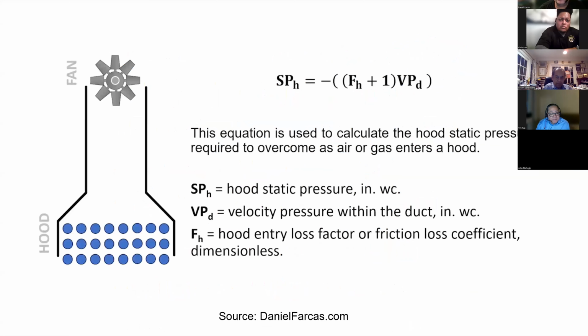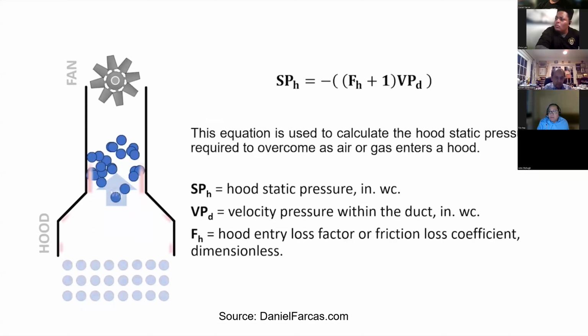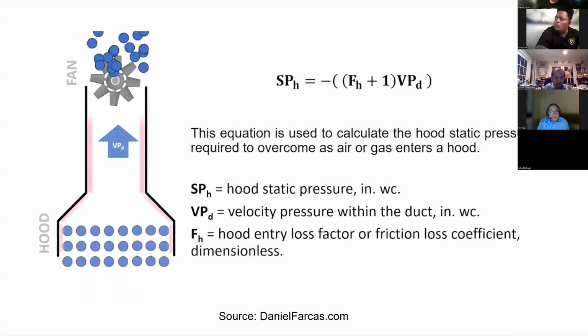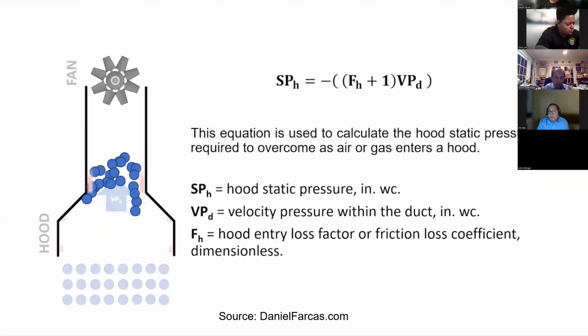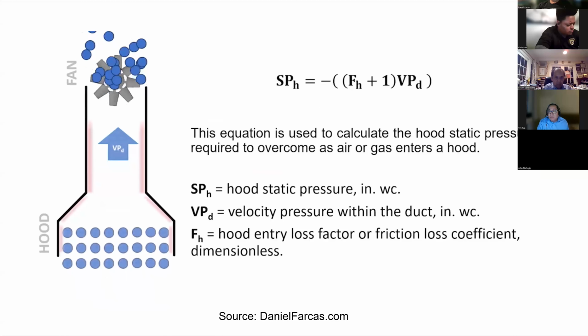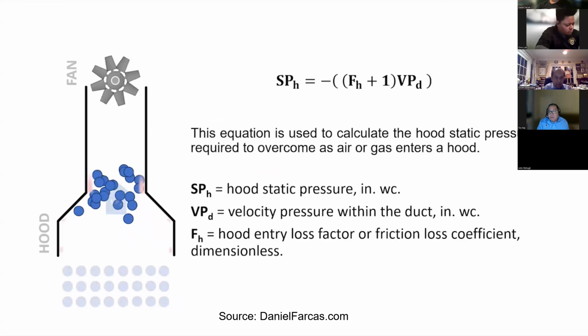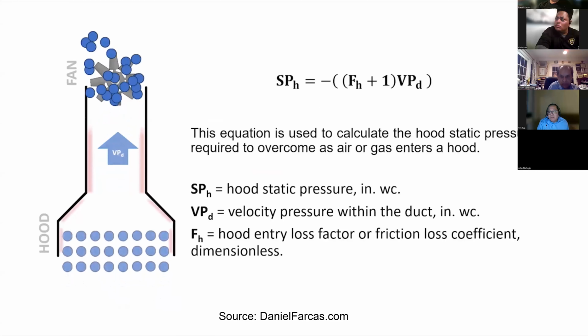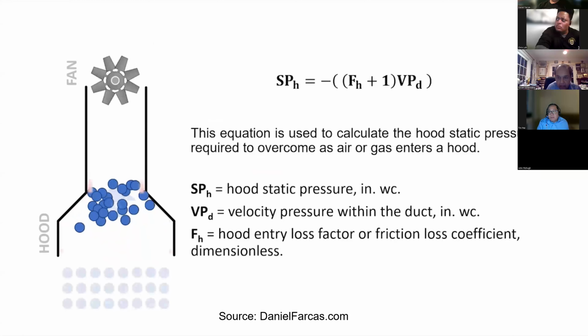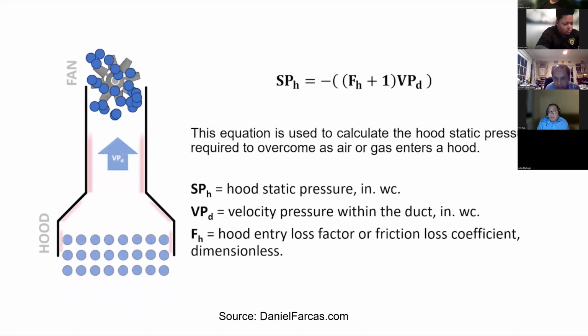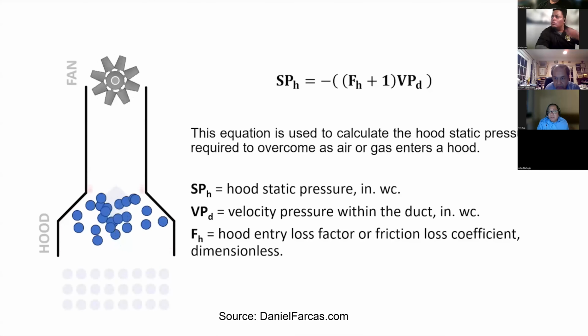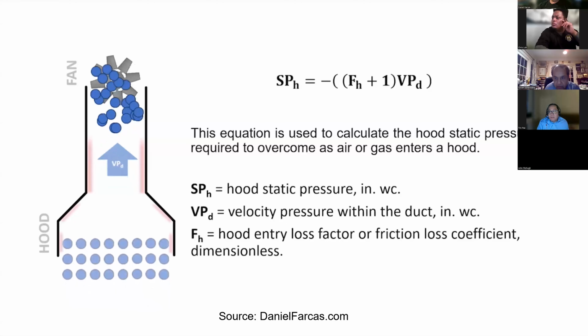Let's go to another equation. This equation is used to calculate the hood static pressure required to overcome as air or gas enters a hood. Hood static pressure is a measurement of the drag created on the airflow through the ventilation system. The amount of static pressure that the fan must overcome depends on the pressure velocity in the ductwork.